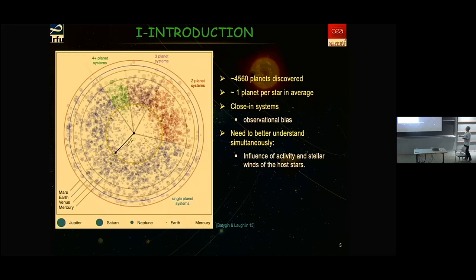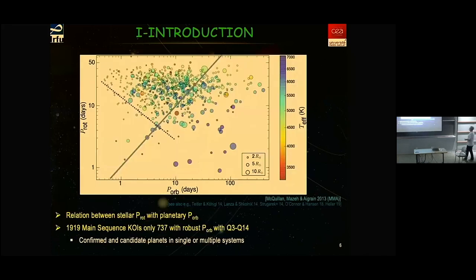And we need to understand simultaneously the influence of the activity and stellar winds on the host stars. So that's a plot that triggered this work a little bit, which is from McQuillan et al. 2013. And we see that there are planets missing at short orbital periods and fast rotating stars. Remember that normally planets will evolve something like that.